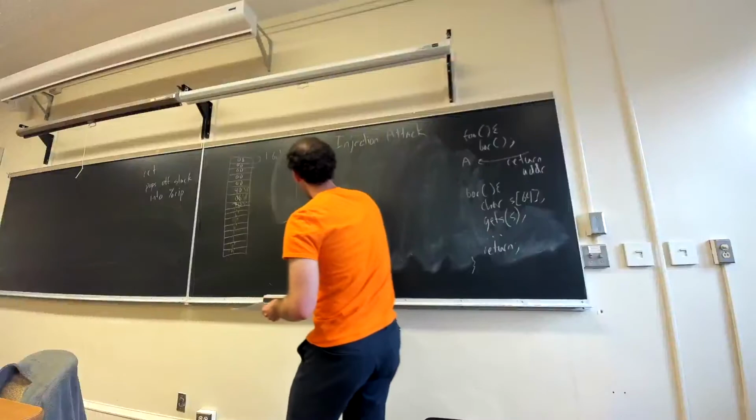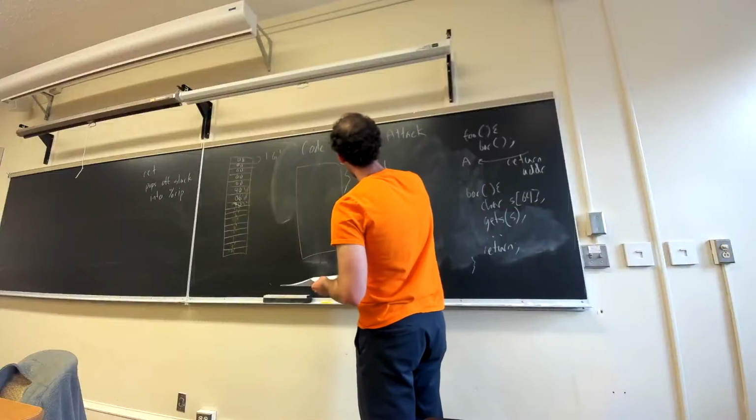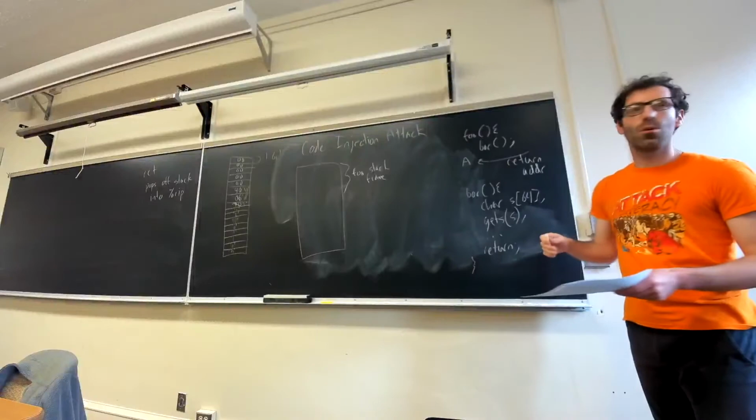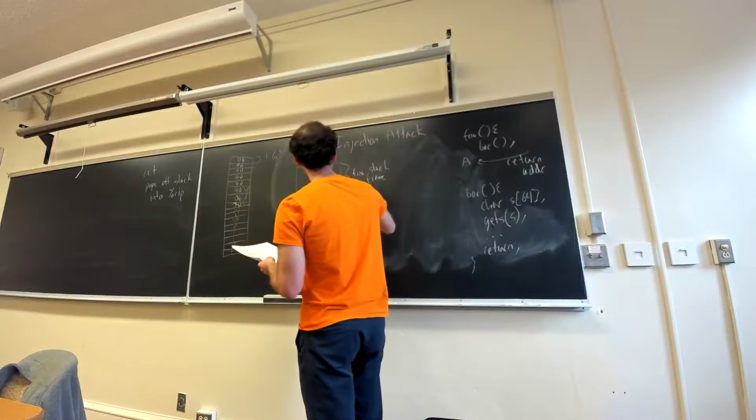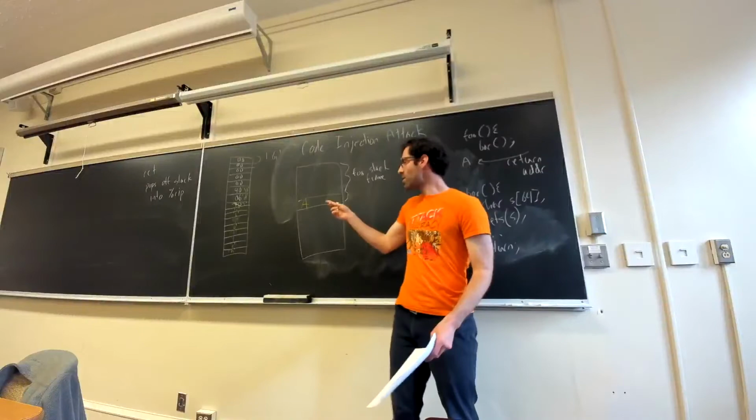So before the call to gets, we're going to have a stack that looks something like this, where we have bar's stack frame, which is going to include the return address A. So we're going to have pushed the return address A onto the stack.